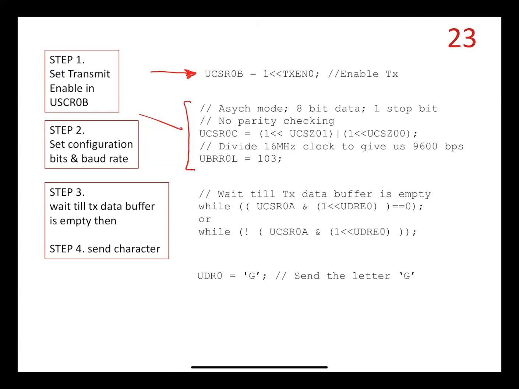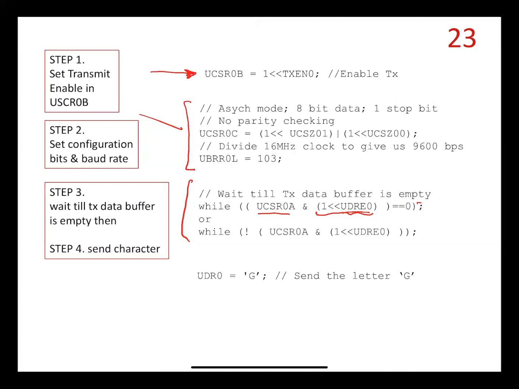Okay, then we get to the tricky part. We have to wait until the transmit buffer is empty. That means we're looking at a particular bit, this bit here, and we're waiting for it to go high. So how do we examine that bit? We look at this whole register, and then we AND it with a mask with a 1 in that bit position, and we wait for it to go high. So while it's equal to 0, we're just sitting.